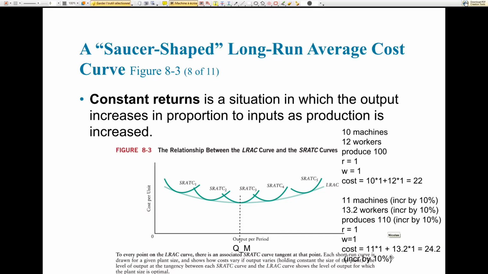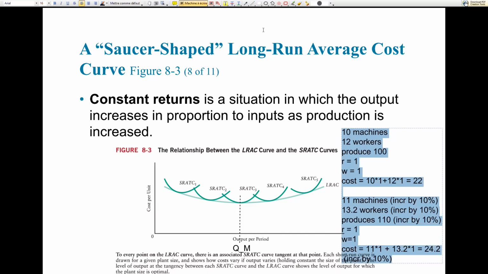And so what is going to happen to the cost per unit? Well, of course, it's 24.2 divided by 110. So it's going to be exactly the same as 22 divided by 100. So it's going to be constant. I could add that. Yeah, let's be complete. Let's be absolutely exhaustive there.